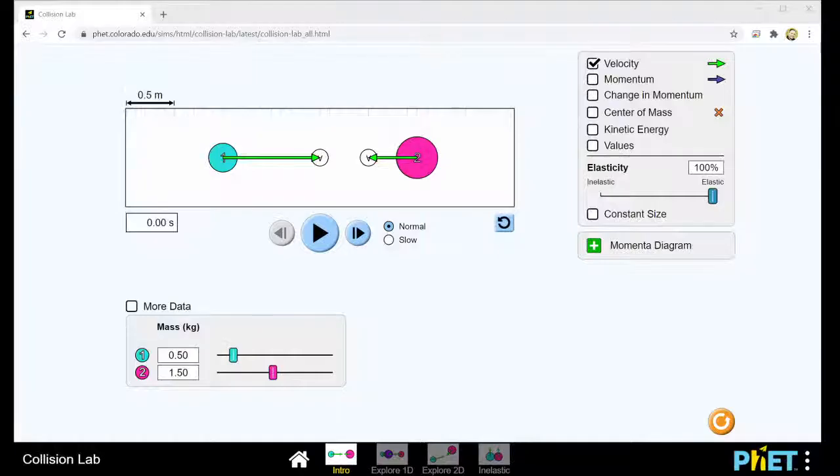So let's start with... Can you get this to work? There we go. We'll start with this simulation.